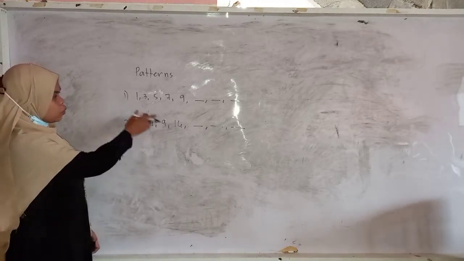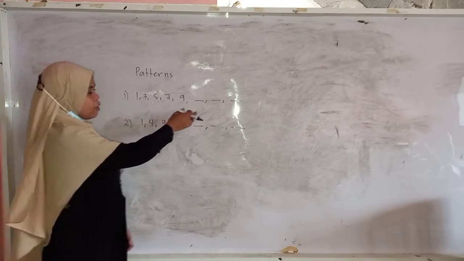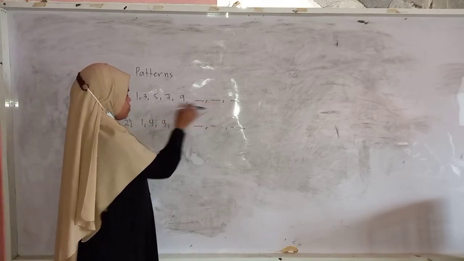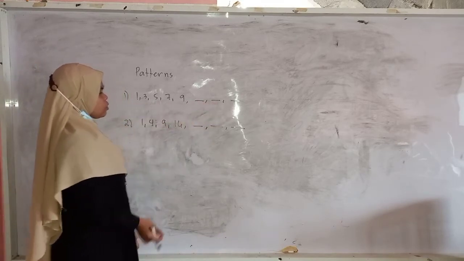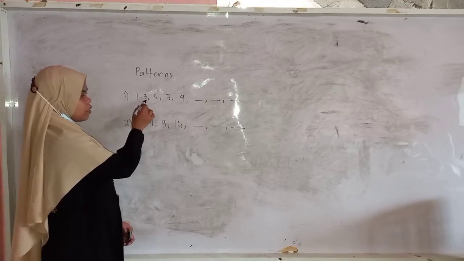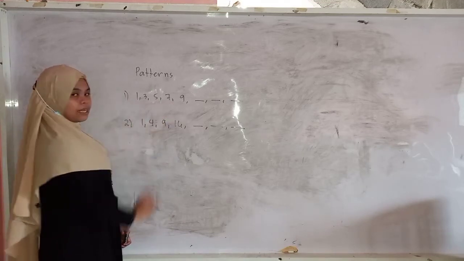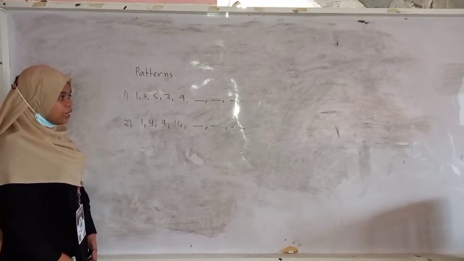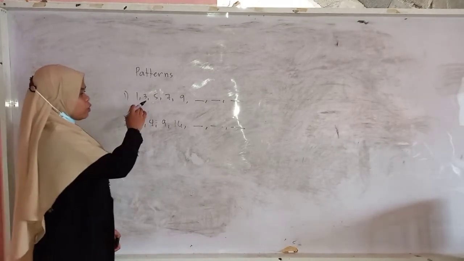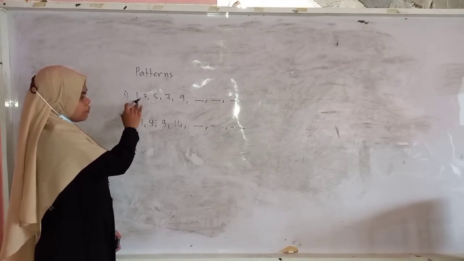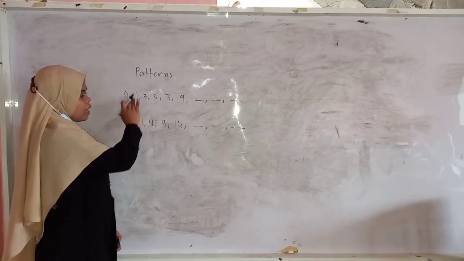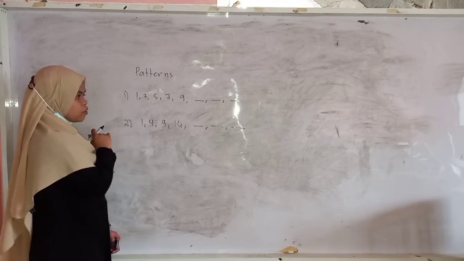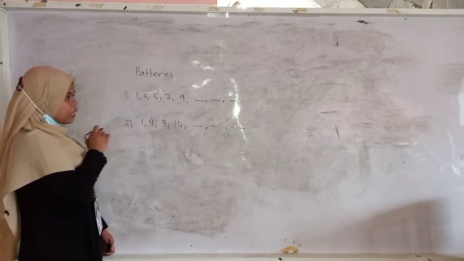Let us try to have this example by finding the next three terms given this pattern. I have 1, 3, 5, 7, 9. I-analyze natin kung ano ba yung common pattern sa kanila, or ano ba yung ginagawa dito from the first term, paano natin nakuha yung second term. Yun kailangan natin i-analyze.